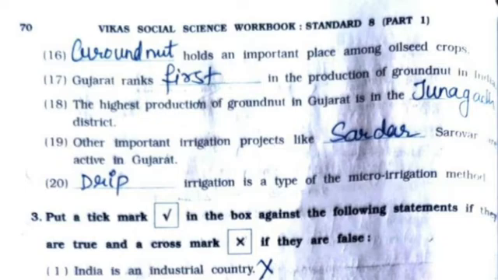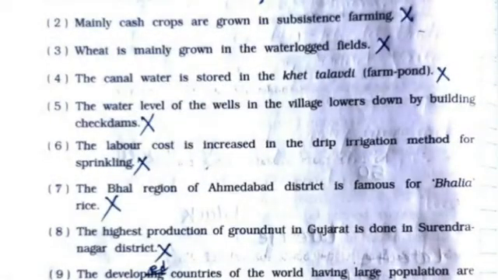First one, India is an industrial country. It is false. Second, mainly cash crops are grown in subsistence farming. It is false. Third, wheat is mainly grown in the waterlogged fields. It is false. Fourth, the canal water is stored in the kher talabdi, that is farm pond. It is false. Fifth, the water level of the wells in the village lowers down by building check dams. It is false.